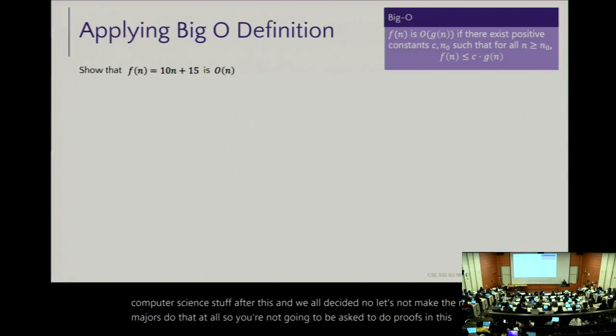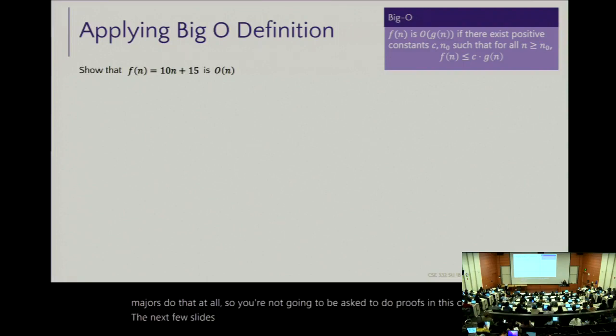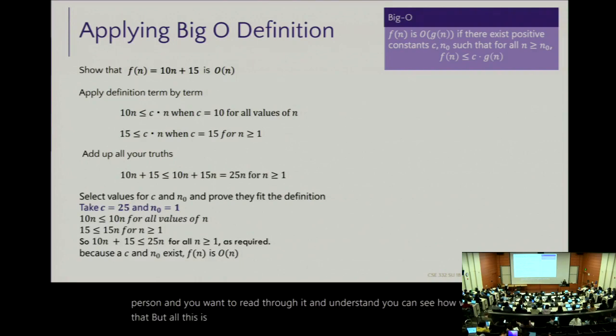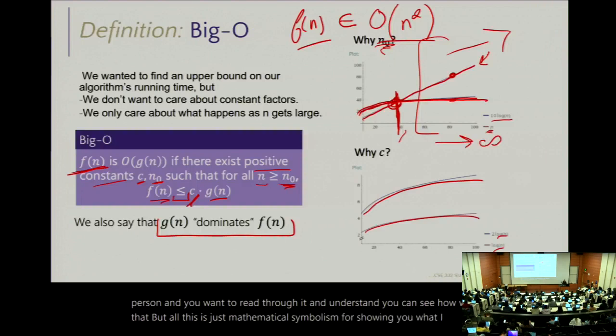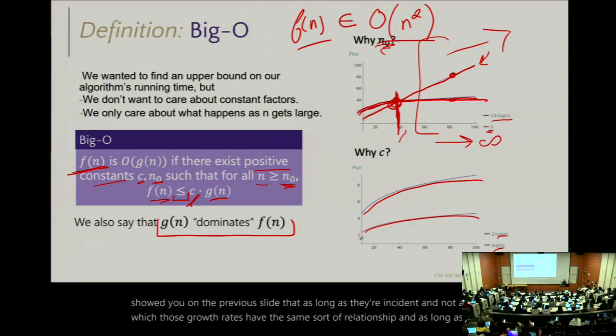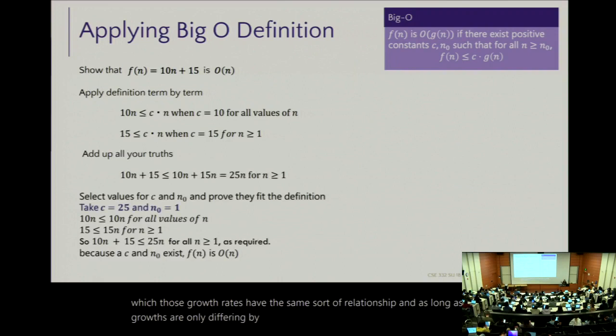The next few slides include a bunch of mathematical proofs. If you're that type of person and you want to read through it and understand, you can see how we do that. But all this is just mathematical symbolism for showing you what I just showed you on the previous slide: that as long as there is an n naught after which those growth rates have the same sort of relationship, and as long as the growths are only differing by a coefficient.